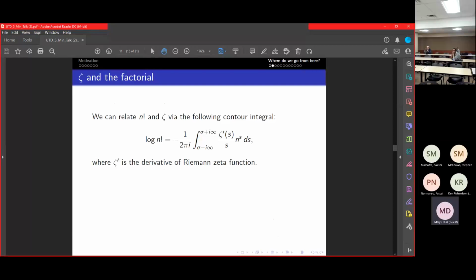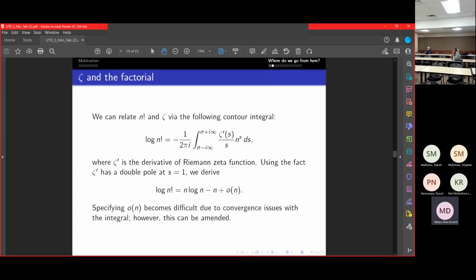And as it turns out, we can get a relationship between the factorial and the Riemann zeta function via this contour integral representation. In particular, we are looking at the derivative of the Riemann zeta function. Using the fact that the derivative has a double pole at s equals 1, we can recover the weak Stirling's approximation for log n factorial. But if I wanted to specify my o(n) term, that's where we start running into convergence issues with the integral. But even though this originally posed a problem, it can actually be amended.